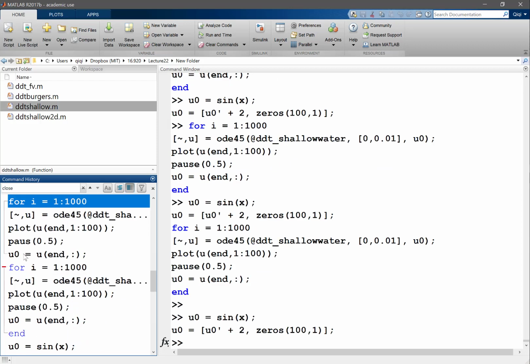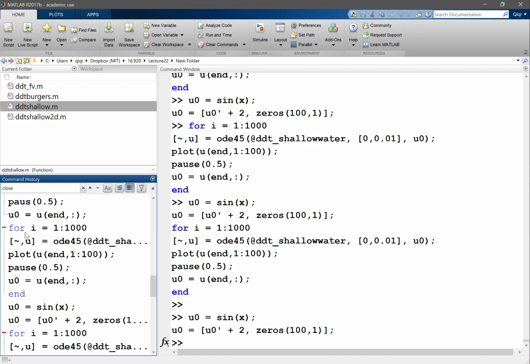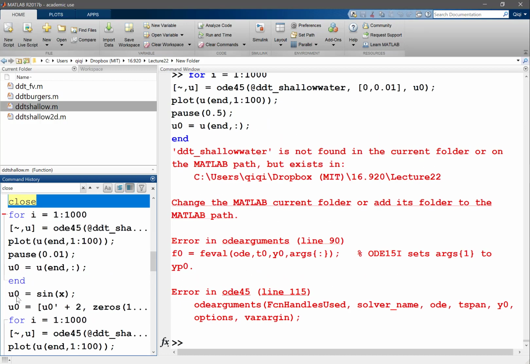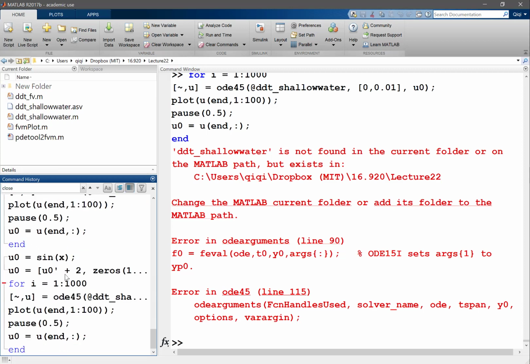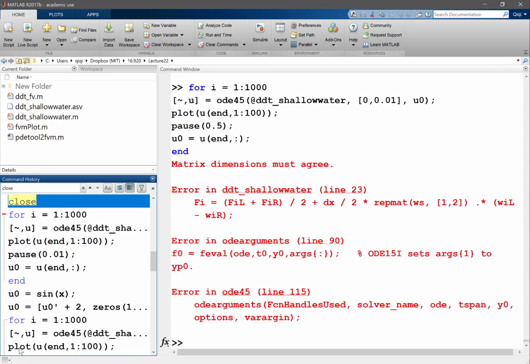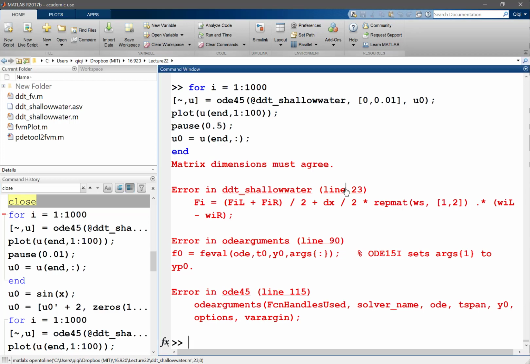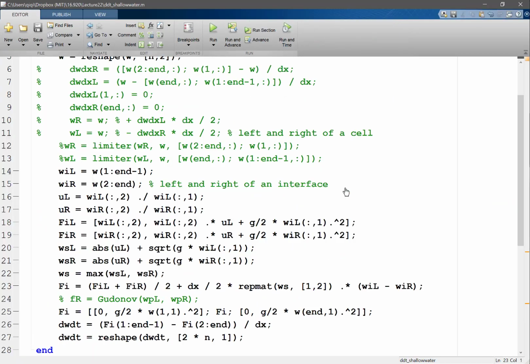Let's do the slower version. Oh, yeah, I'm in the wrong folder. So let's see, matrix dimension must agree. Which line is that? 23.